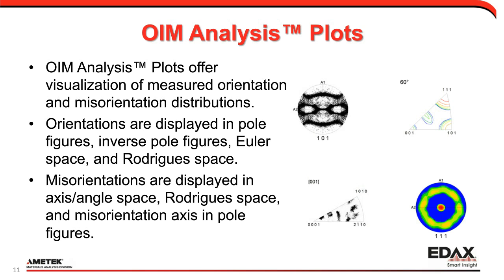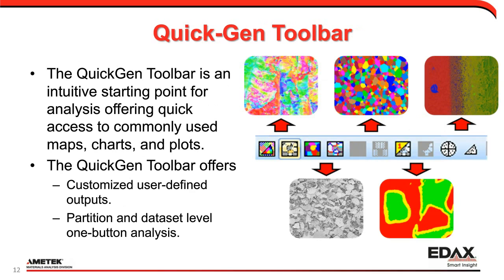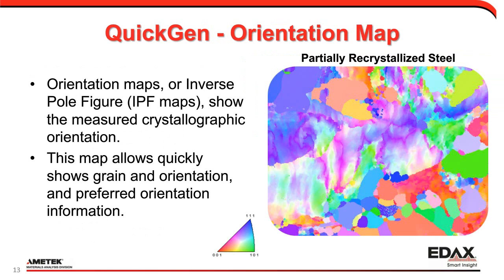So there are lots of different types of outputs we can get from OIM analysis. The challenge then becomes, how do we make this accessible and organized? And so one of the features I wanted to talk about is what we call our QuickGen Toolbar. This is really a good starting point to access the most commonly used maps, charts, and plots. It's also customizable to set up your own preferences and to do full one-button analysis. And this is available just as a toolbar in the OIM analysis user interface. The outputs that are available are the most commonly used EBSD outputs.